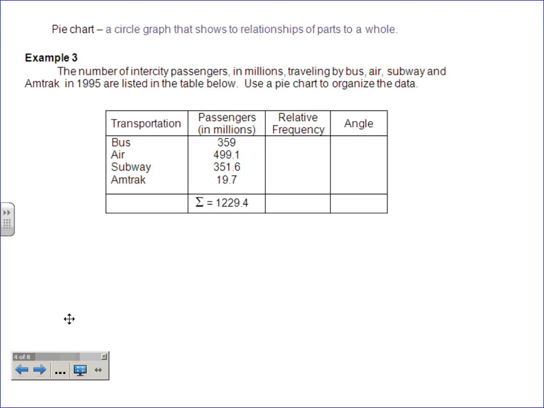So it shows basically, again, the relationship of parts to a whole. And this is going to be a good test to see if you remember how to figure out relative frequency. Notice I've left that blank. But I have given you enough information to do the rest. Blank divided by blank. Yeah, that's very helpful.